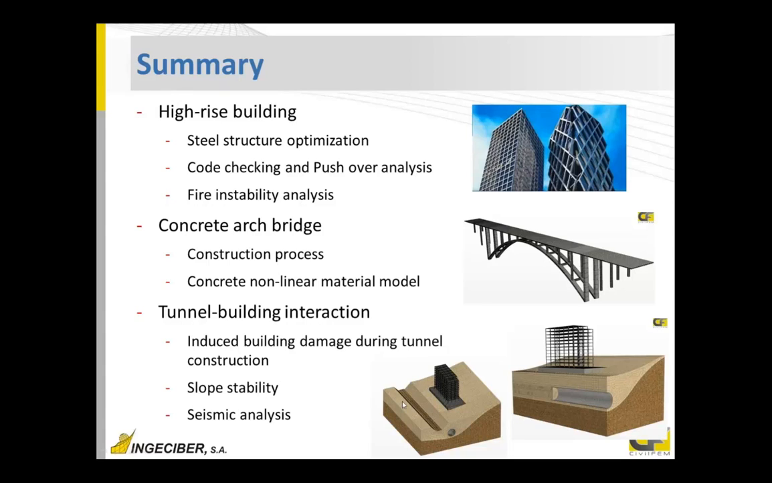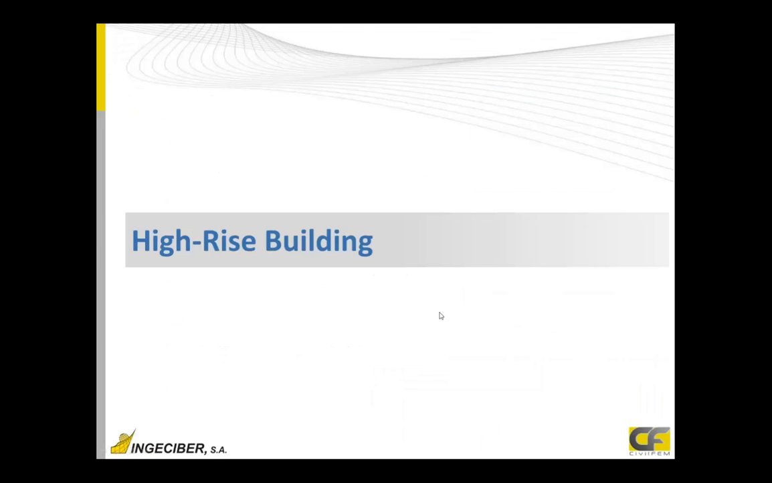Due to new constructions, this metro railway will be covered. There will be a tunnel construction to cover this old railway and to generate new buildings. We will study how this tunnel affects this building and the existing railway, and also slope stability and seismic analysis in this model. So, okay, let's start with the first example, the high-rise building.